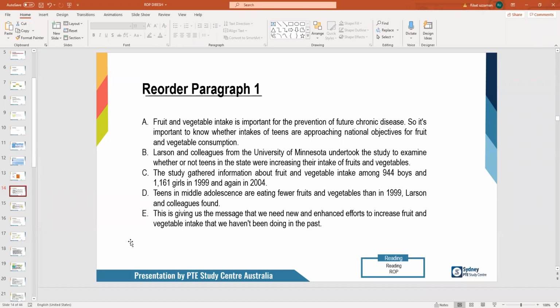Now when I read A, fruits and vegetable intake is important for the prevention of future chronic disease. Okay, so the topic is fruit and vegetable, because it is more general in nature than the Larson and colleagues study.